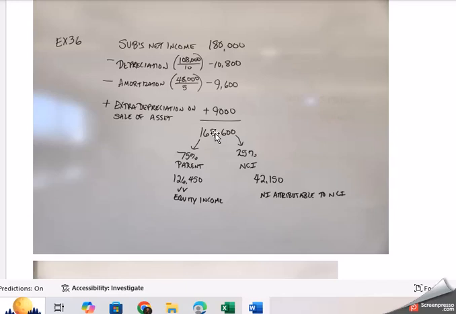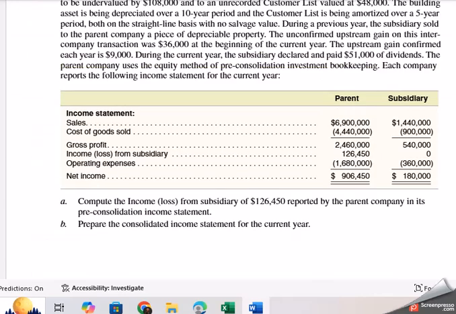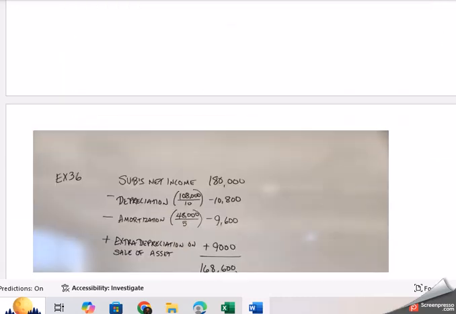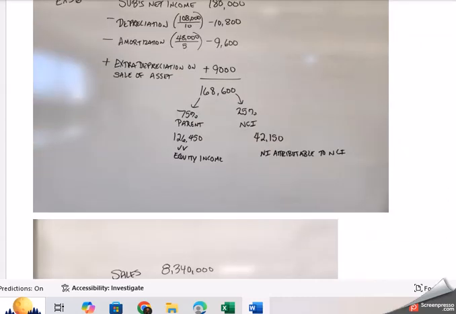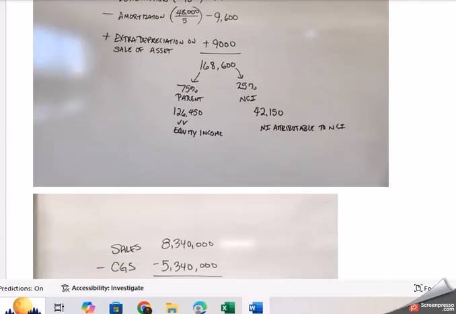And then since it's upstream, the sub sold the land, the property, plant, and equipment, to the parent, so the NCI shares in it. Then we calculate our net income. 75% goes to the parent, which again ties to what's on their income statement. If we go back up there, the 126,450, and then the 42,150 goes to the NCI.